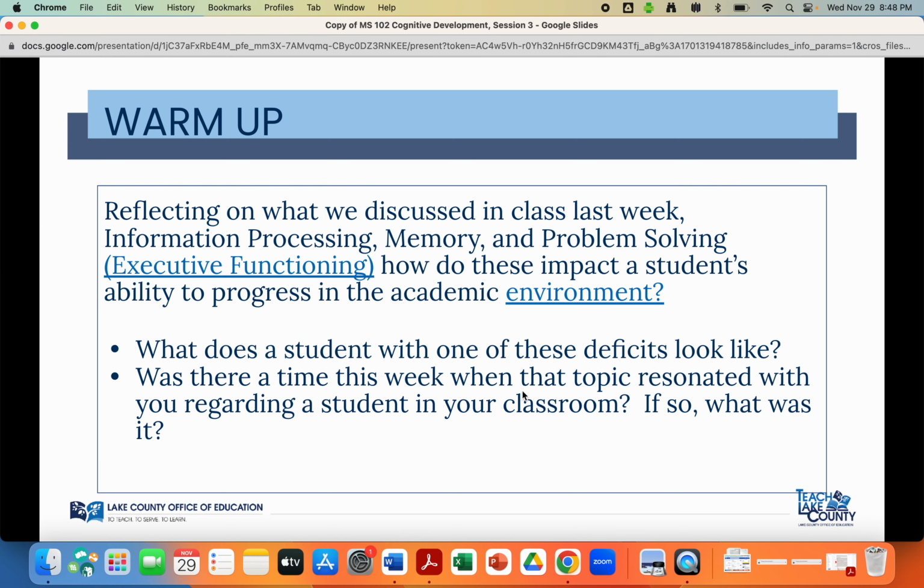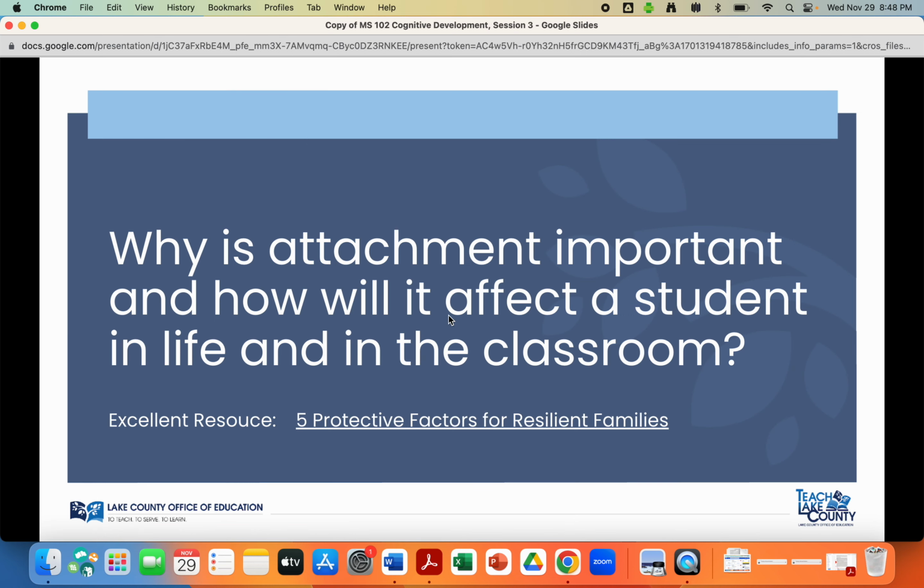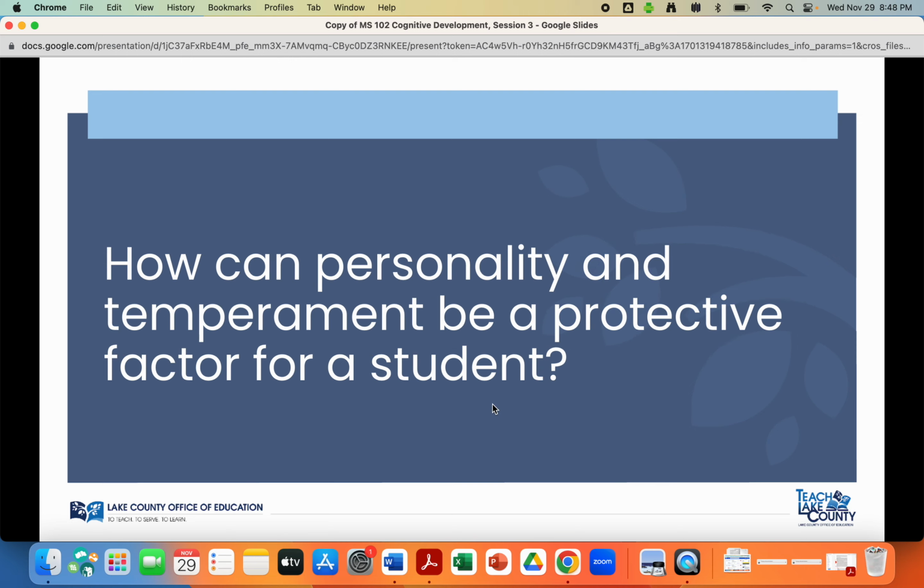So for class, we will go over that executive functioning, and I'll point this out for people who might want something for another thing. Anywho, for this one, I'll do a waterfall. Why is attachment important, and how will it affect a student in life and in the classroom? And we'll have a little resource here.